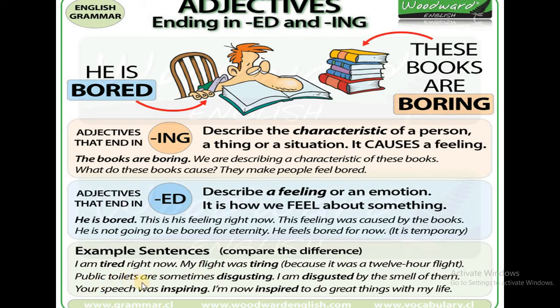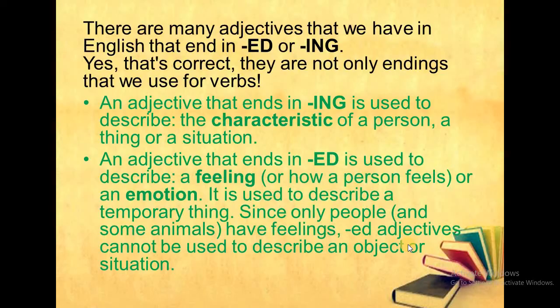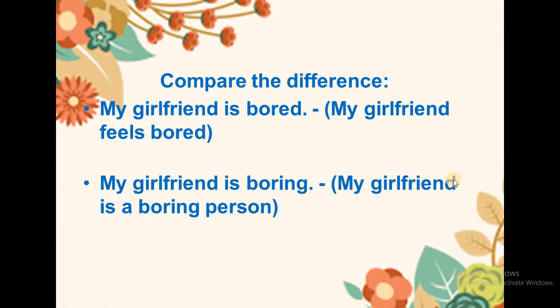Public toilets are sometimes disgusting. I'm disgusted by the smell of them. So here I'm describing something that has no feelings, and here I'm describing my feelings. And this is what we also talked about. The ing, we use it to describe the characteristics of a person or a thing or a situation, but ed, we use it to describe the feeling or the emotion of a person.